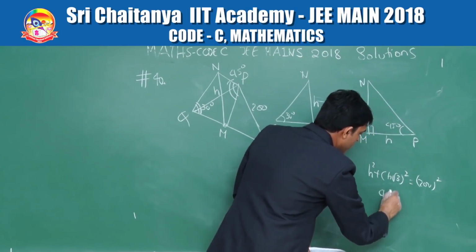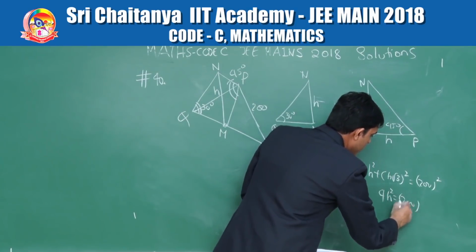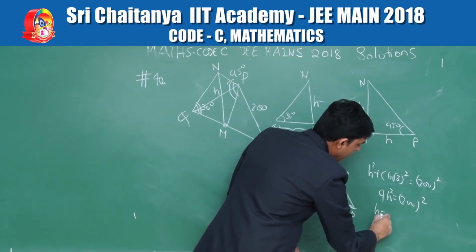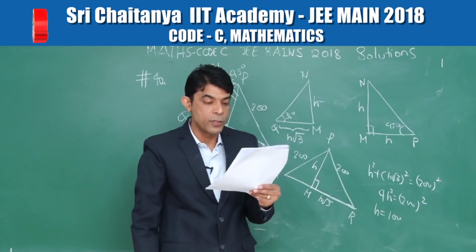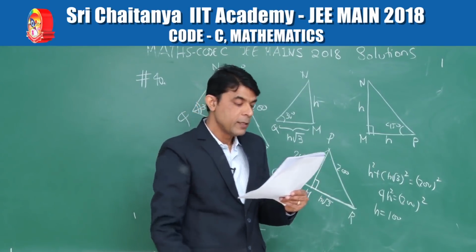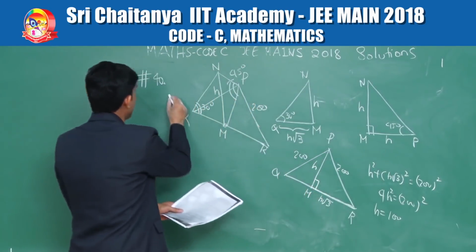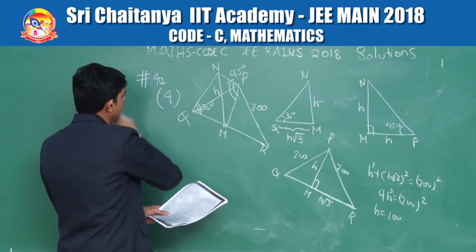You get 4h square is 200 square, and that gives h equals 100. So the height of the tower in meters equals 100. That's choice number 4. So option 4 is the correct choice for it.